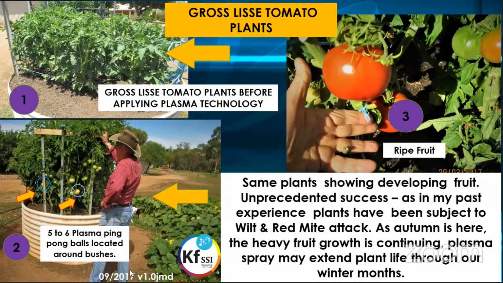Now, some plants showing developing fruit. He had unprecedented success with this plant because, in his past experience, these plants have always been subject to wilt and red mite attack. And generally in very dry conditions like this, the large tomato plants don't grow very well. That was autumn time for him, and the heavy fruit continued growing. So the tomato plant was quite happy to continue to grow into the autumn period. He was also spraying his plants with the liquid plasma water, trying to see how far they would develop through into the winter months.